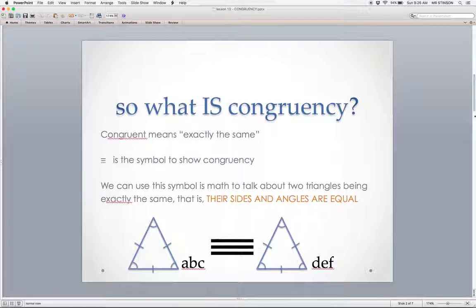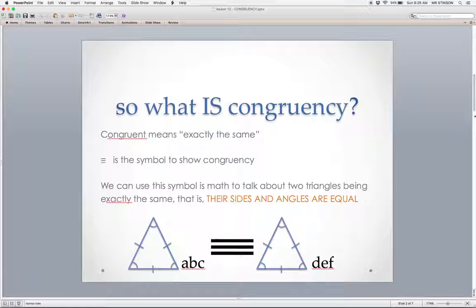What is congruency? Well, congruent means exactly the same. And when we're talking triangles, we're talking about triangles that are exactly the same. The symbol you can see in the second row is a symbol to show congruency. It looks like the equals sign, but there's an extra line above or below, so you have 3 lines instead of 2.